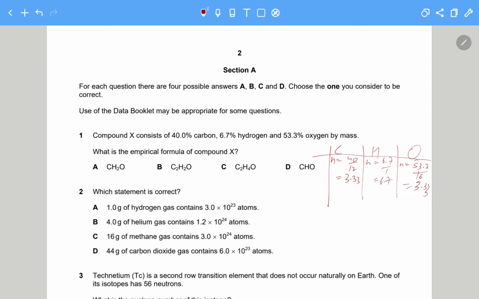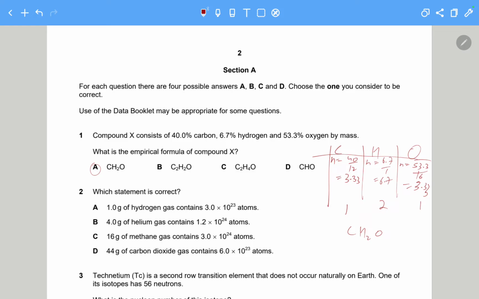So we have these moles, and now we'll calculate the ratios, and we always use the lowest number. We divide everything by the lowest number of moles, which is 3.33 in this case, to get the ratios. So this becomes 1, 2, and 1, which means the empirical formula is CH2O, and that's option A. Question 2. Which statement is correct?